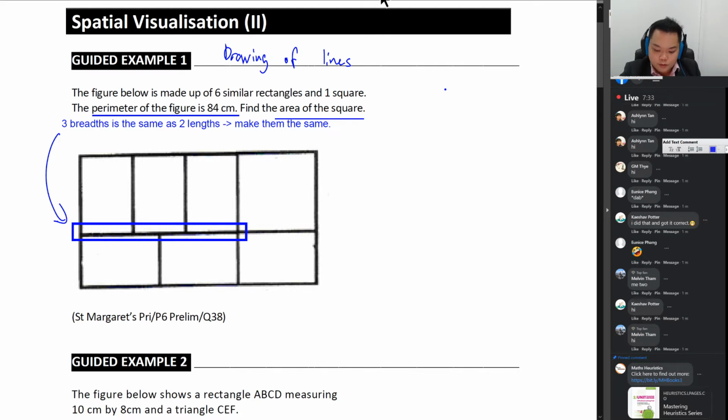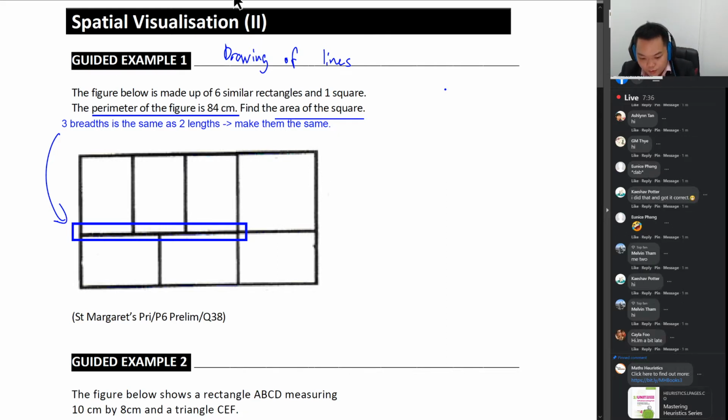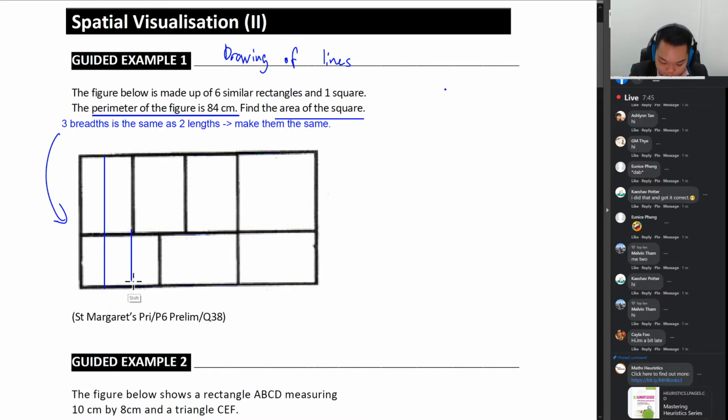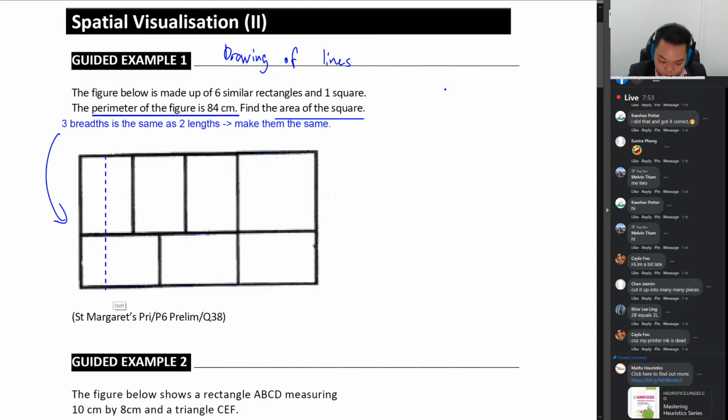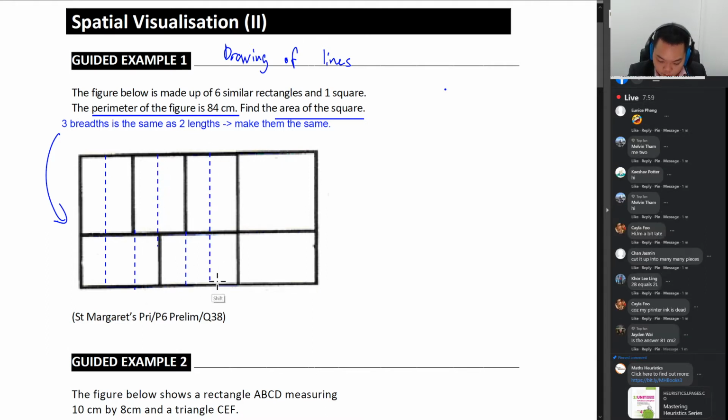Alright? So to deal with this, hopefully you've got a ruler here. You want to cut it up like this. Maybe I should use dotted lines for this. You want to cut them up like this. And you would see that breadth-wise, you can cut every rectangle into 6 smaller squares. True? So every rectangle can be cut up like this.